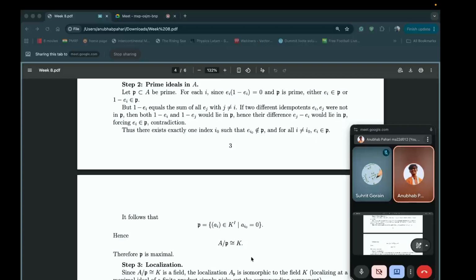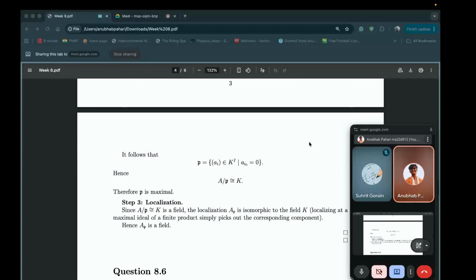And if two different idempotents ei and ej were not in p, then both 1 minus ei and 1 minus ej would lie in p, and hence their difference ej minus ei would lie in p, forcing ei to belong to p. So this gives us a contradiction. Thus there exists exactly one index i0 such that ei0 does not belong to p, and for all i not equal to i0, ei belongs to p.